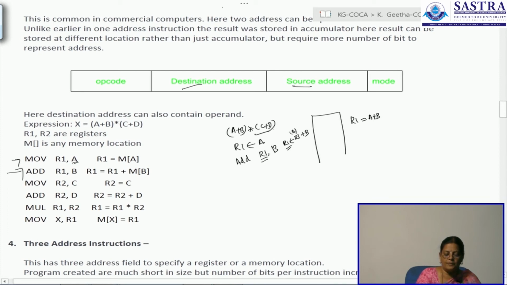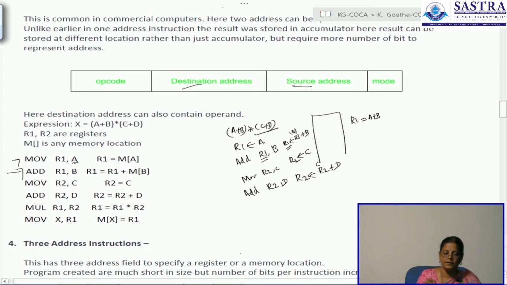Now I will start proceeding to C plus D. First I should take C from the memory, so I will move C into R2. The R2 register will be loaded with the data C. Then I should directly add D, so I will write add R2 comma D. If I give it like this, what will happen? R2 is equal to R2 plus D. R2 already has C, so C plus D will be made available in R2.